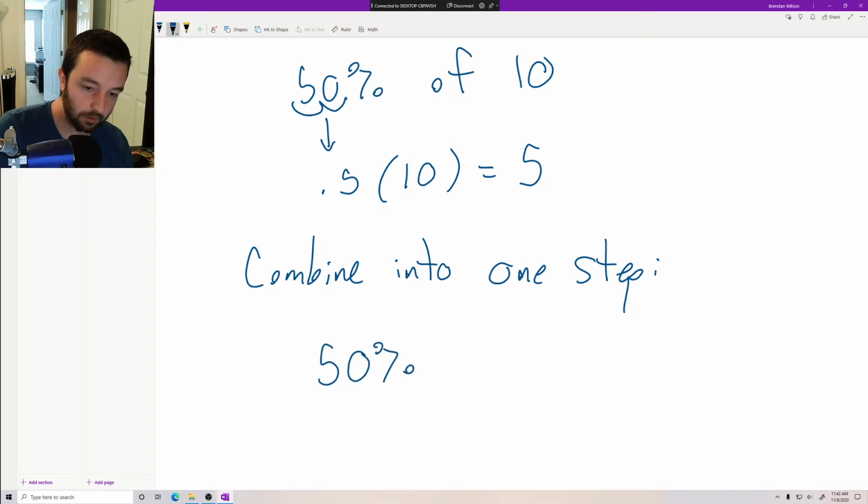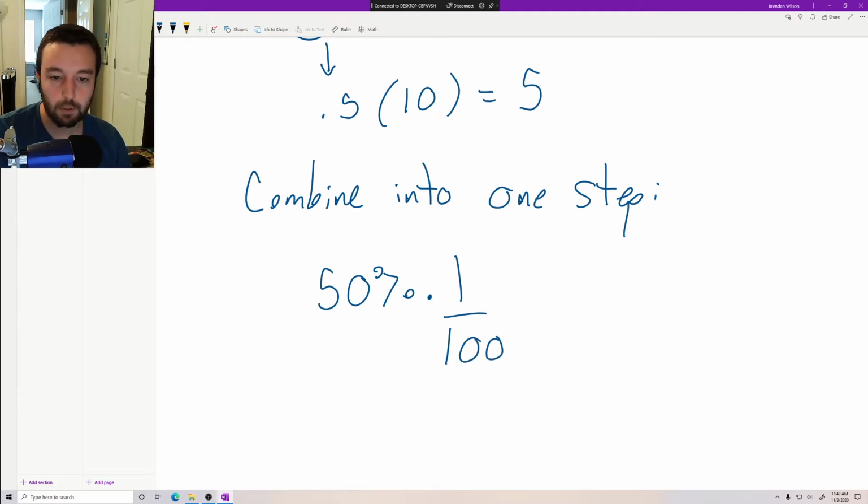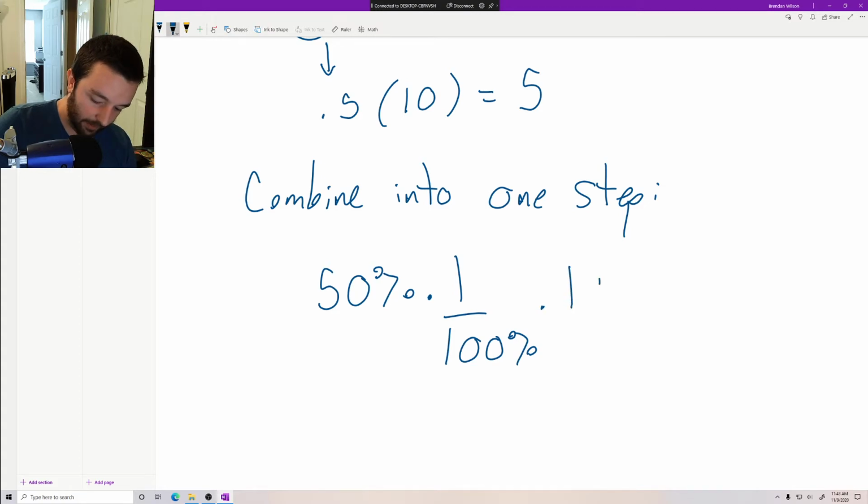And even on that note, dividing by 100 is the same thing as multiplying by 1 over 100, right? Because this would just end up being 50 over 100. Technically, again, we're dividing by 100% so that our units cancel out. And then at the end, we're multiplying by 10. So here's a good example of where you probably should use the decimal or the parentheses notation.